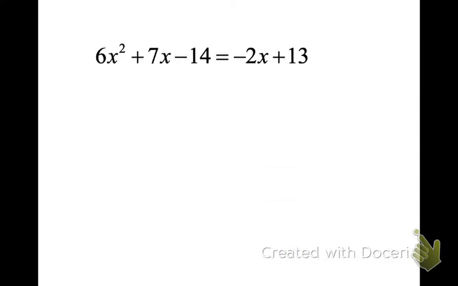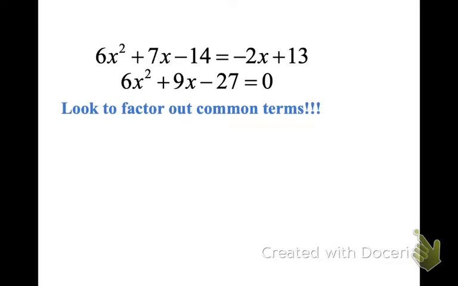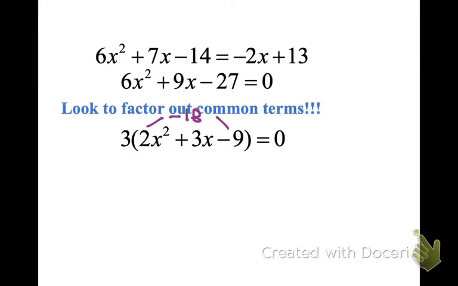This one is a little bit more complicated. First, we must move over the negative 2x and the positive 13, get all our terms on one side. And remember I told you we should always ask, is there anything I can factor out, and do I have perfect squares at the front and at the back? In this case, I don't have perfect squares as my leading coefficient and my constant, but I can factor out a 3. So once I factor out my 3, now I'm going to find values that multiply to negative 18 and add to 3.